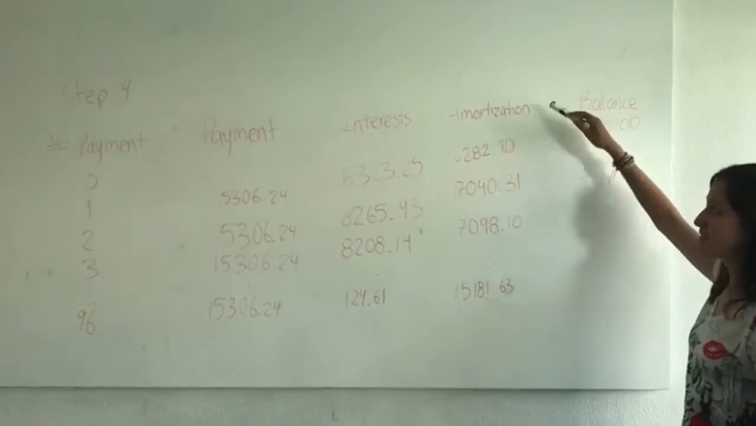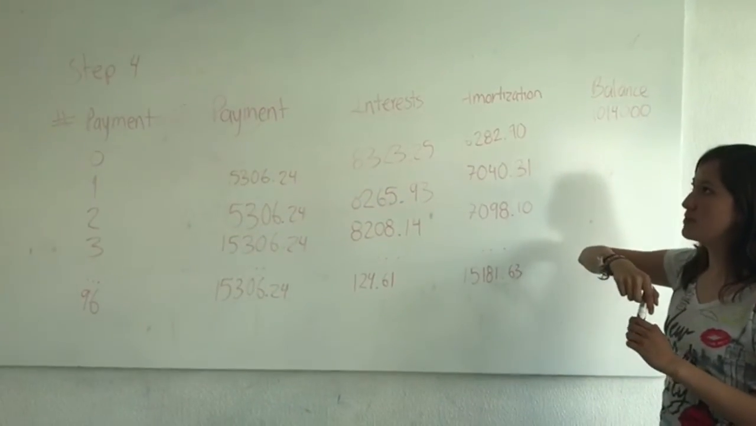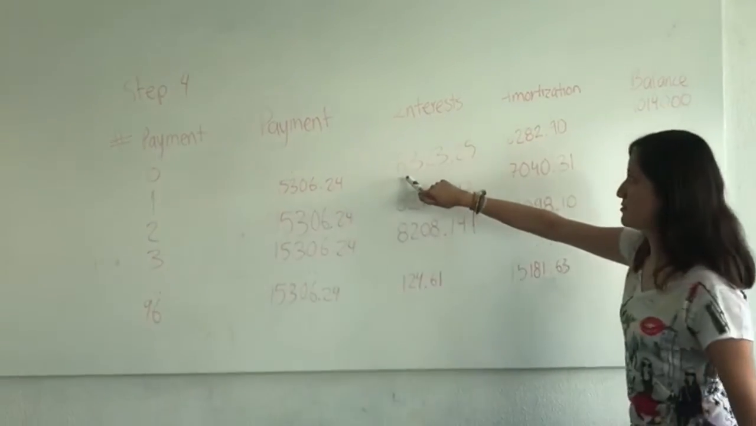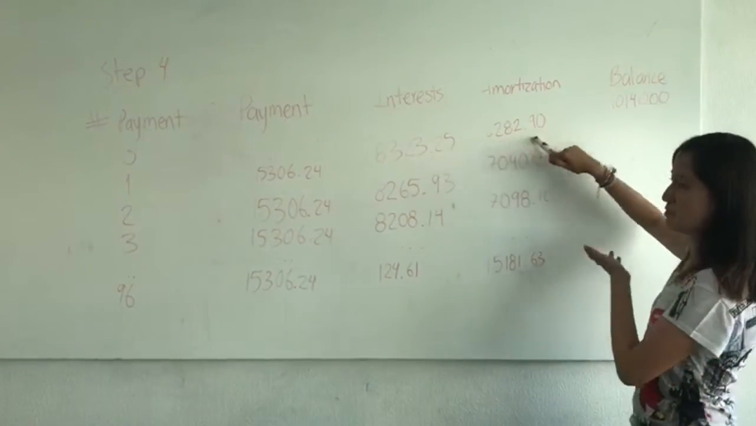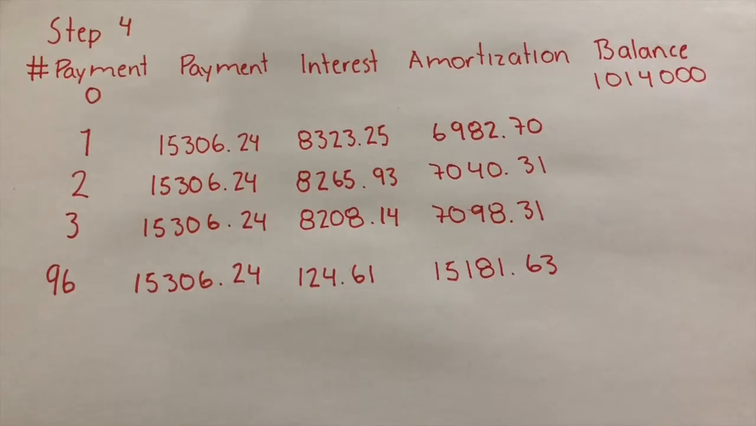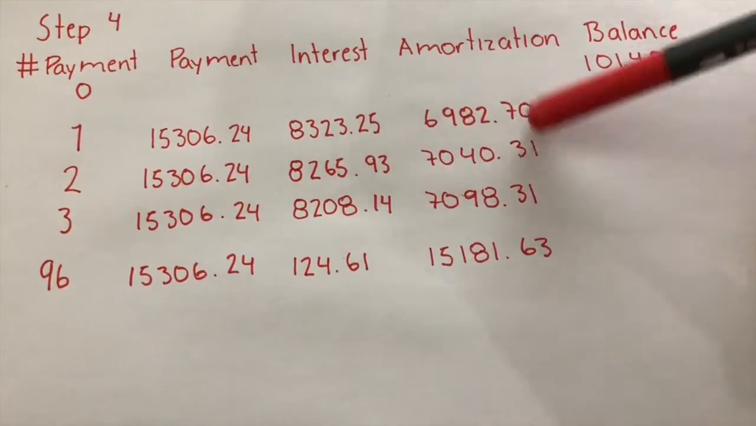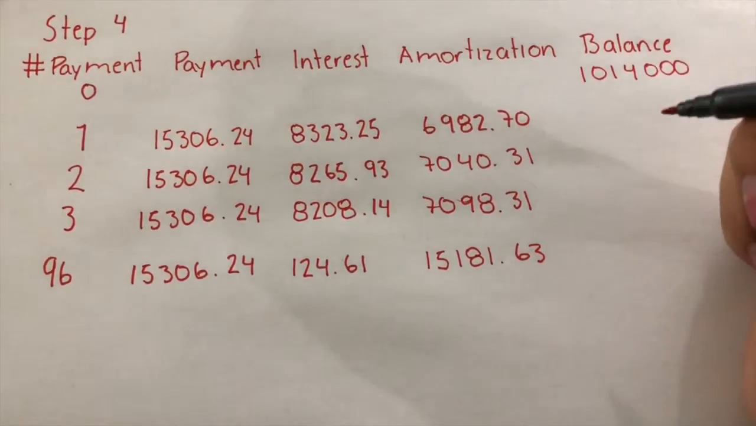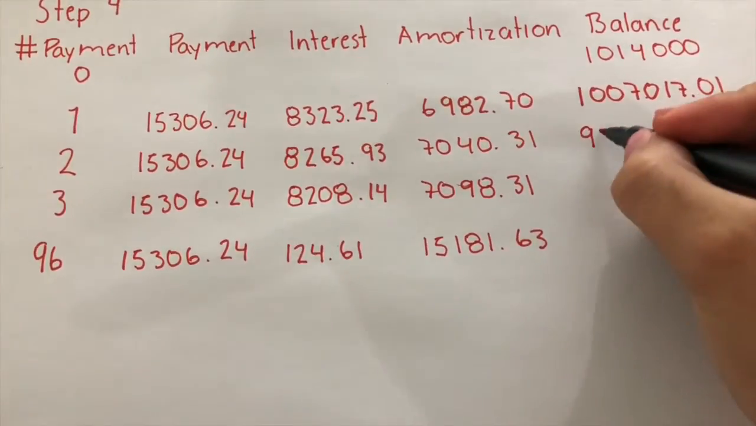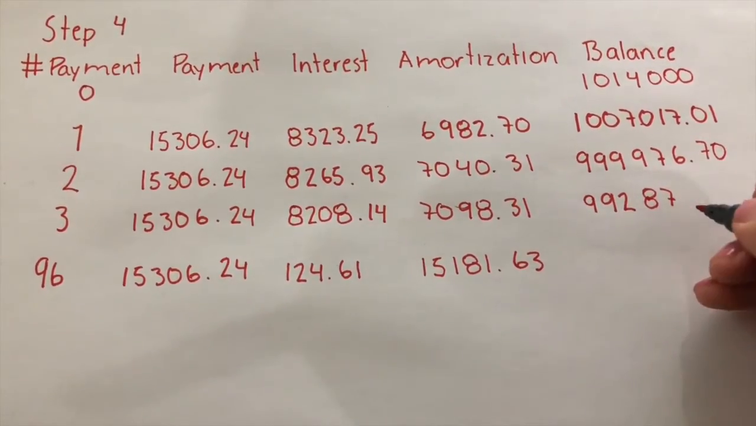To get the fourth column, that is the amortization, you subtract the payment minus the interest, and that gives you this number. Finally, to get the balance, we subtract the amount minus the amortization to get this. Then we repeat it until 96, and in the last row, we get 0.